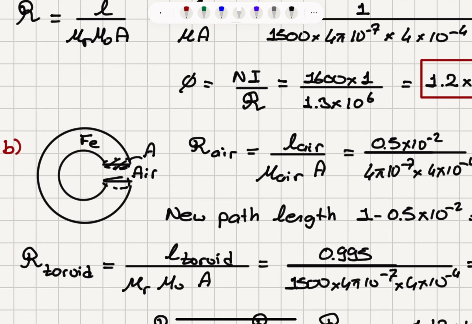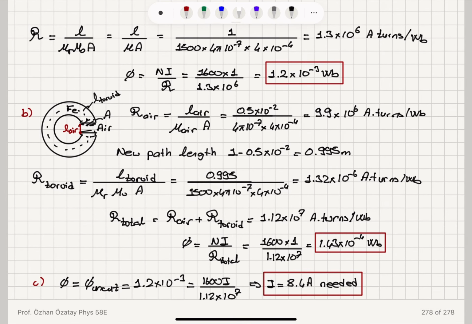Now we're changing this path length. We have a portion of it in air, so this is going to be the portion in the air. So we have L air plus the portion that is inside the toroid, and that will be L toroid. This is modified, as you can see. So we have 0.995 meters in the iron and 0.5 centimeters in air.